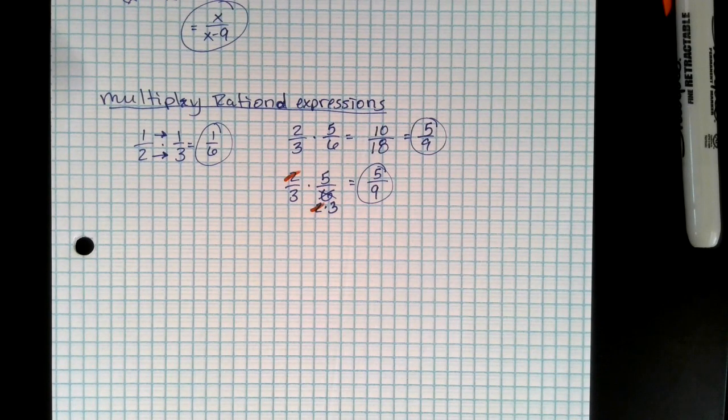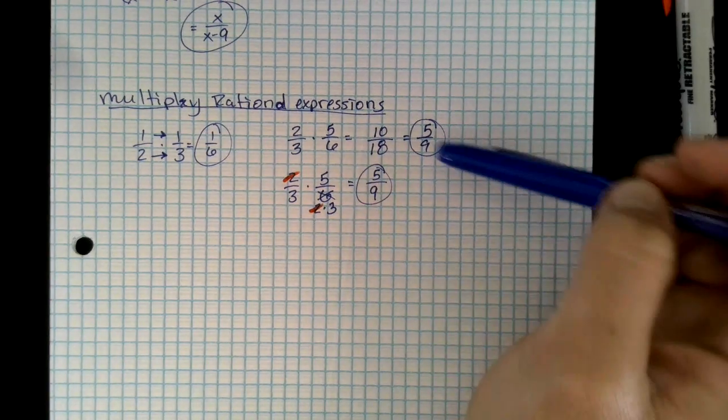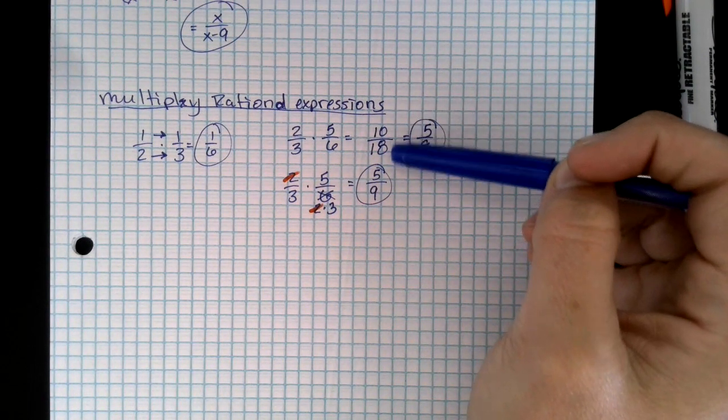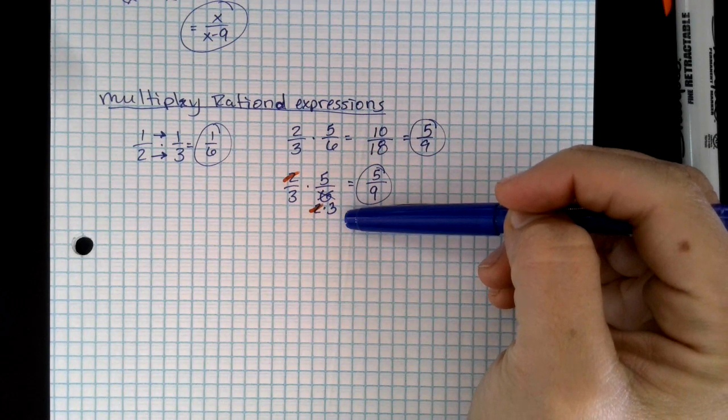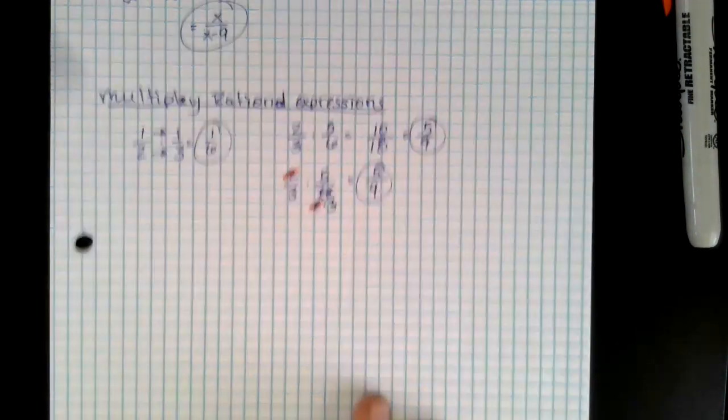Because what we don't want to do is a bunch of complicated FOIL only to have to factor it again to be able to simplify and cancel things out. So while this is good for numbers, because you could easily divide 10 and 18 by 2, this makes it so much easier. You can simplify first.